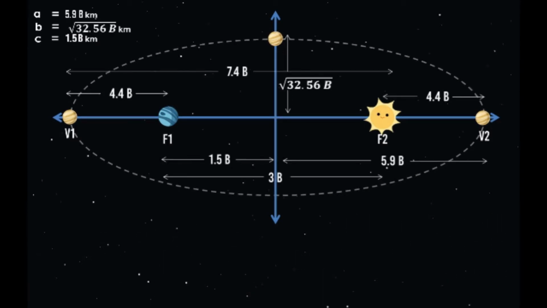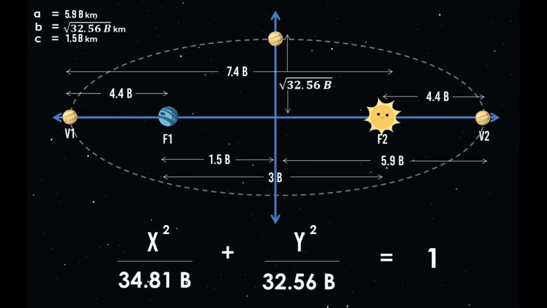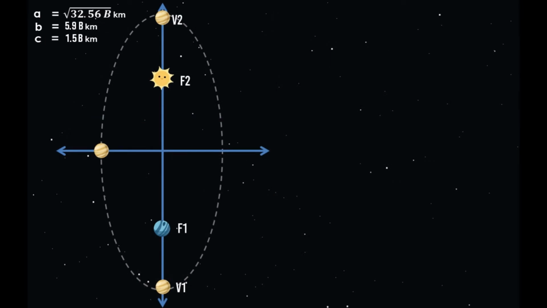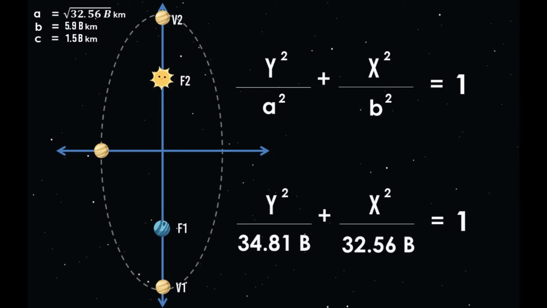Since we already have the values of A, B, and C, we can now write the equation of the ellipse. X squared over A squared, or 34.81, plus Y squared over B squared, or 32.56, is equal to 1. This is assuming that the ellipse is horizontal. If we consider the vertical positioning, the equation would be y squared over 34.81 plus x squared over 32.56 is equal to 1.